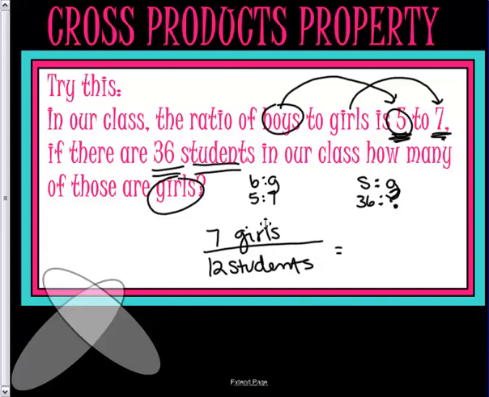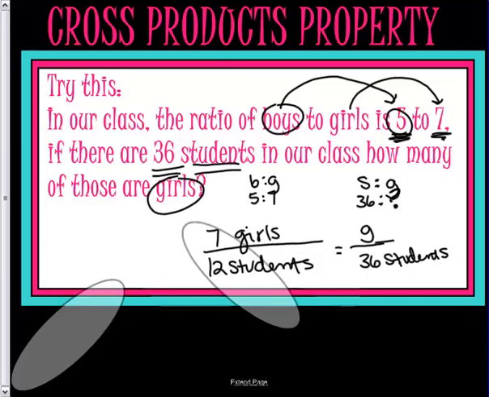So if we want to know how many girls there are in the class, that's our unknown, and we know that there are 36 students, we need to represent this question mark with an unknown. Let's call them girls, G. So we know that there are 36 students. Let's solve the proportion.